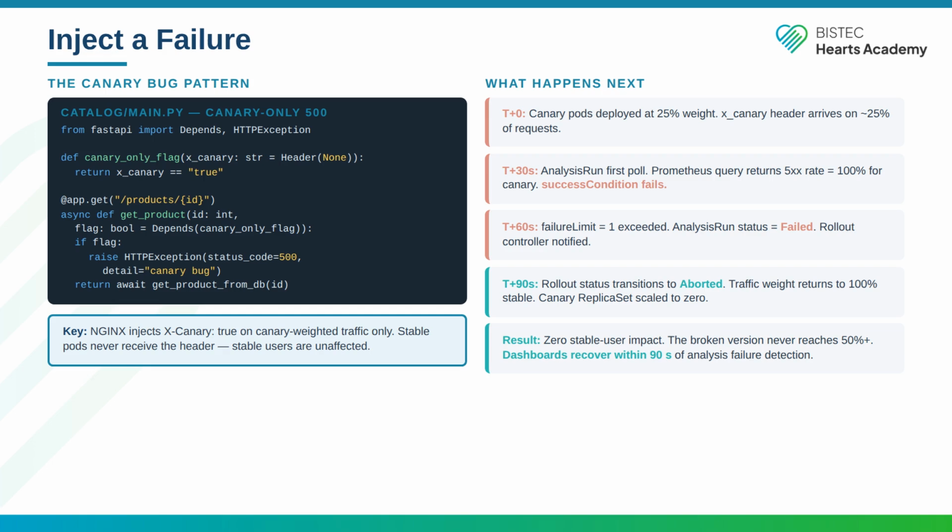The analysis template sees the error rate on the Canary job spike above the 1% threshold. After 3 consecutive 30-second evaluation intervals, 90 seconds total, the analysis run transitions to failed. Argo Rollouts immediately sets the rollout phase to aborted and patches the Nginx ingress weight annotation back to 0% Canary.